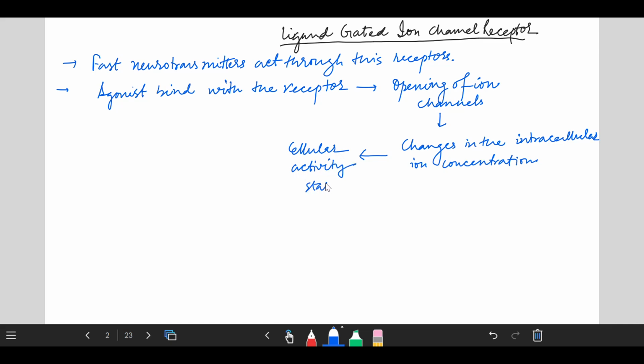Now we will see an example. The GABA A type of receptor acts through this type of ligand gated ion channel, and the ion channel which is responsible is the chlorine channel, Cl minus channel.